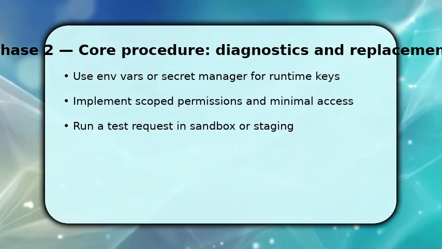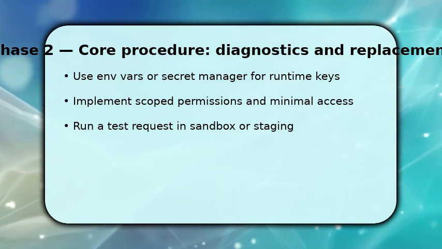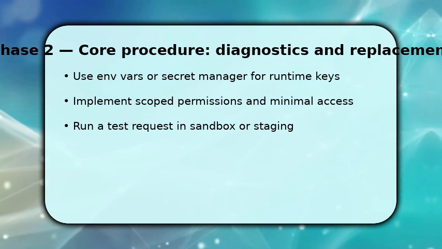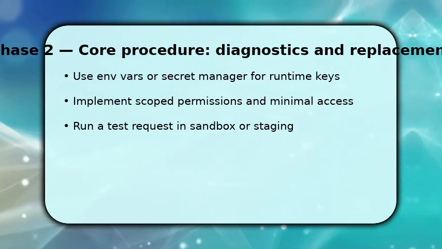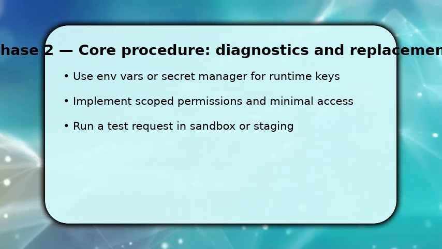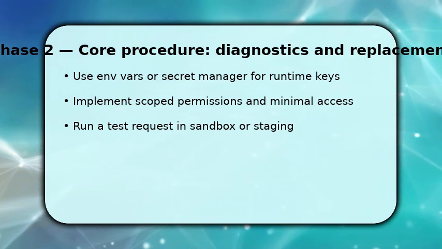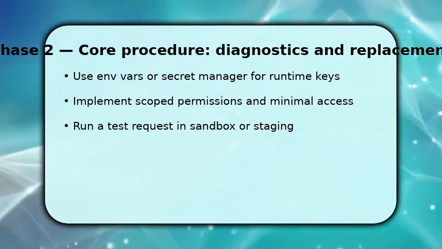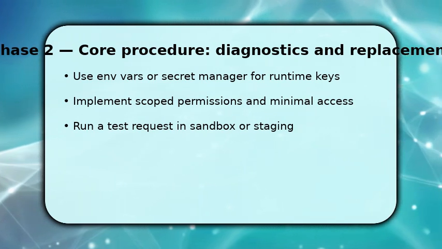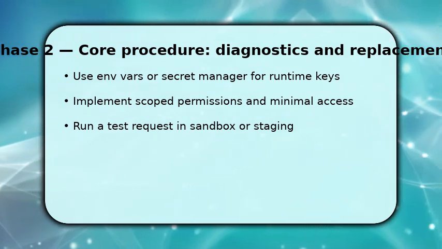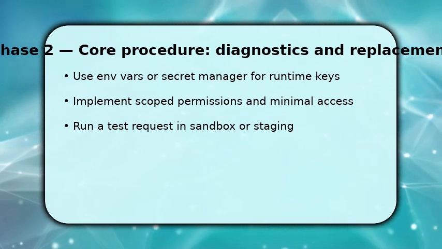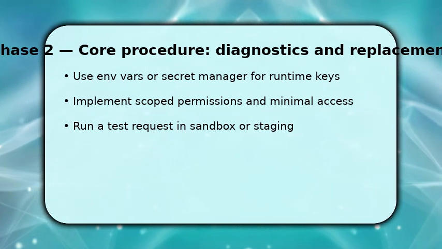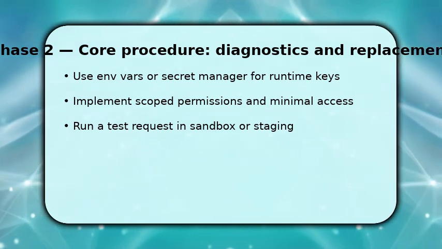Now integrate the key into your application. Reference the environment variable or secret manager rather than embedding the value. Configure the key with scoped permissions so the service only allows needed actions, which reduces blast radius. Once configured, run a test request against staging or sandbox endpoints and inspect headers and response codes to confirm auth works. If you see 401 or 403, double-check scopes, time sync, and any IP restrictions. Iterate until the requests succeed.